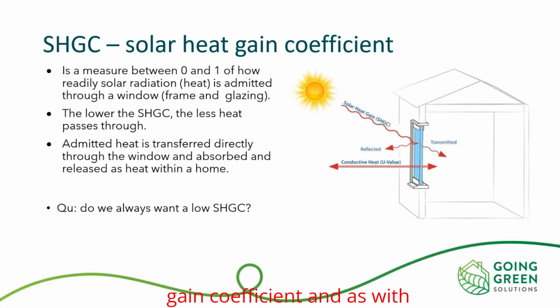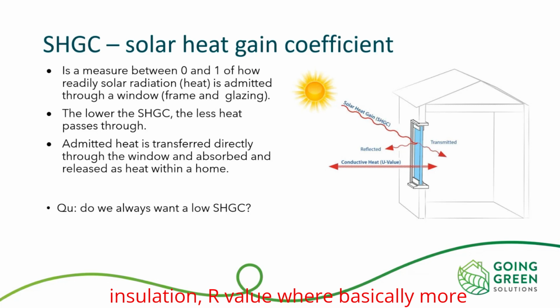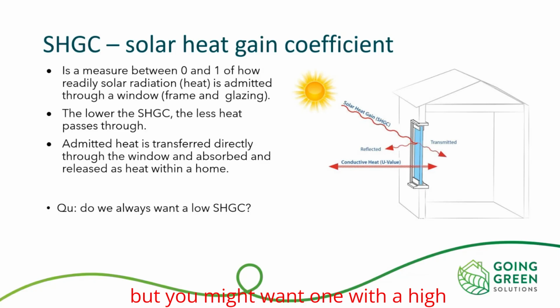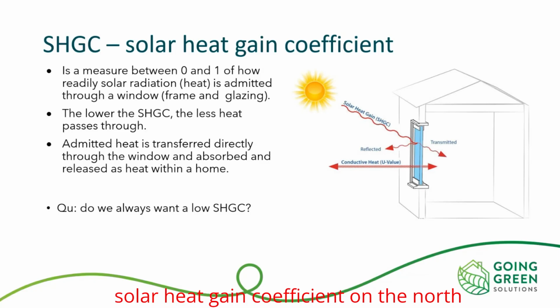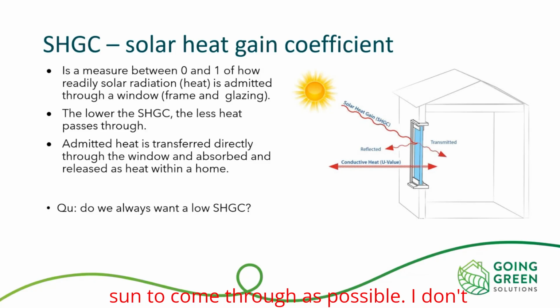And as with quite a few things with windows, it's not as simple as insulation R value, where basically more is better. With windows, there are certain things that will depend on where they are in your house, what orientation, and what climate you live in. So, for example, you might decide that you want a window with a low solar heat gain coefficient that's on the west facing windows of your house, but you might want one with a high solar heat gain coefficient on the north, because you actually want as much winter sun to come through as possible.